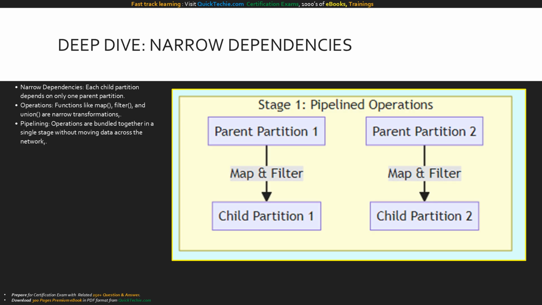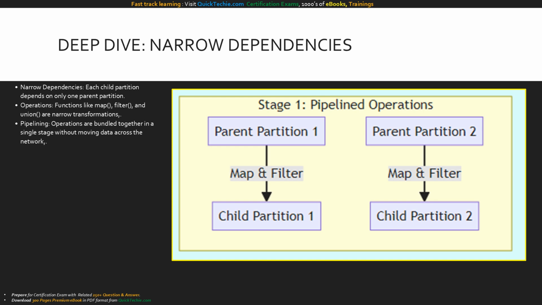To truly master distributed processing, you must understand data dependencies. First, we have narrow dependencies. This occurs when each partition of the child dataset depends on just one partition of the parent dataset. Think of operations like map or filter.